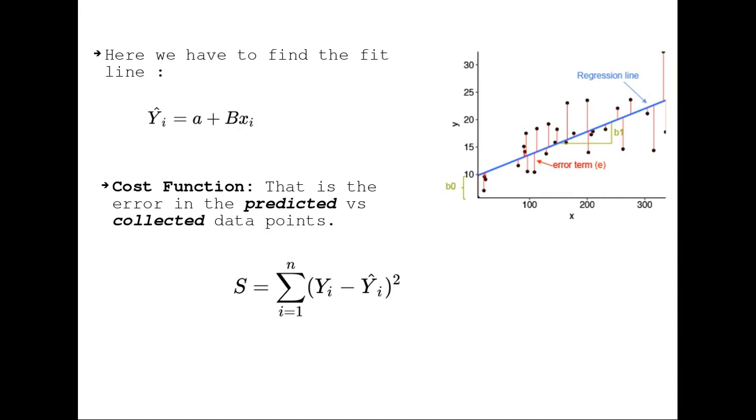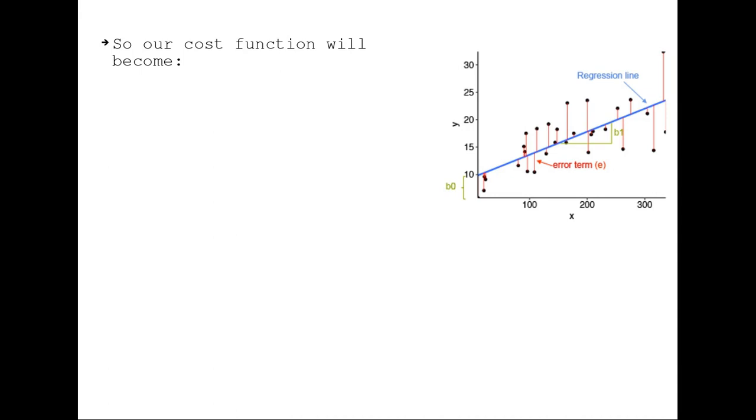So that's why I'm implementing it here. If you can substitute that, we can see that our cost function will become S equals summation i equals 1 to n of (yi minus a minus bxi) whole to the square. I just substituted the first equation into the second equation. See, this is our actual cost function.